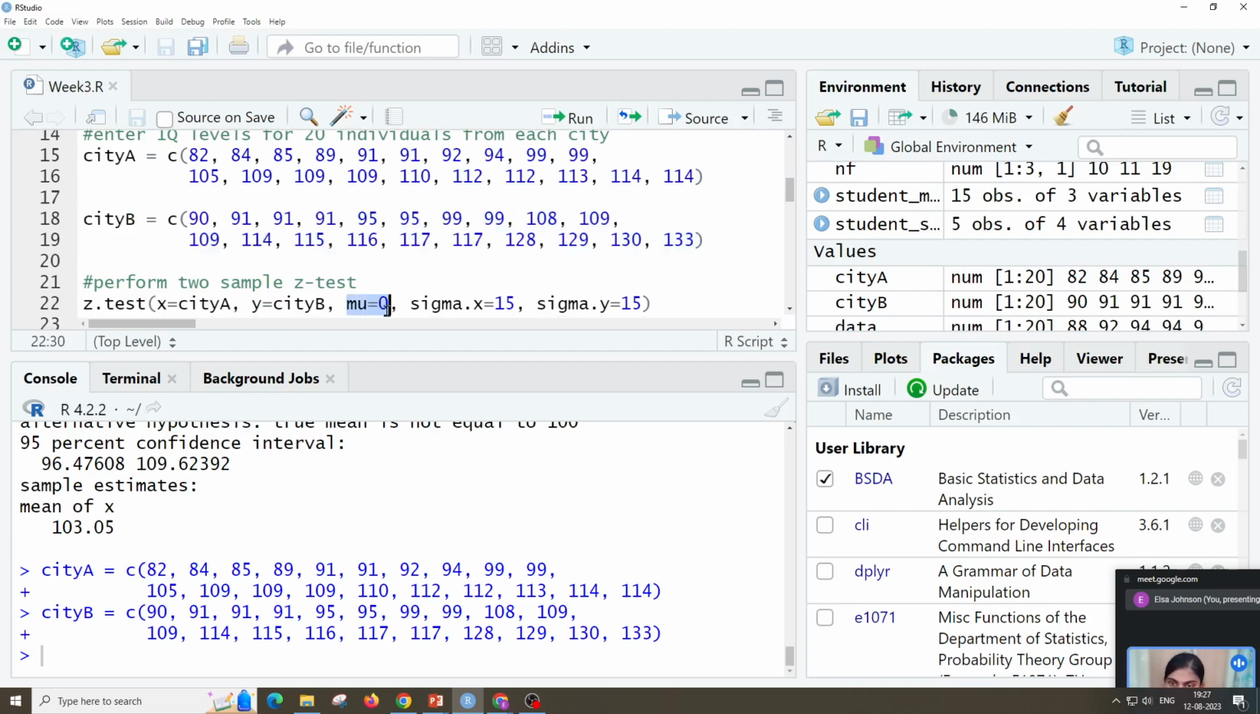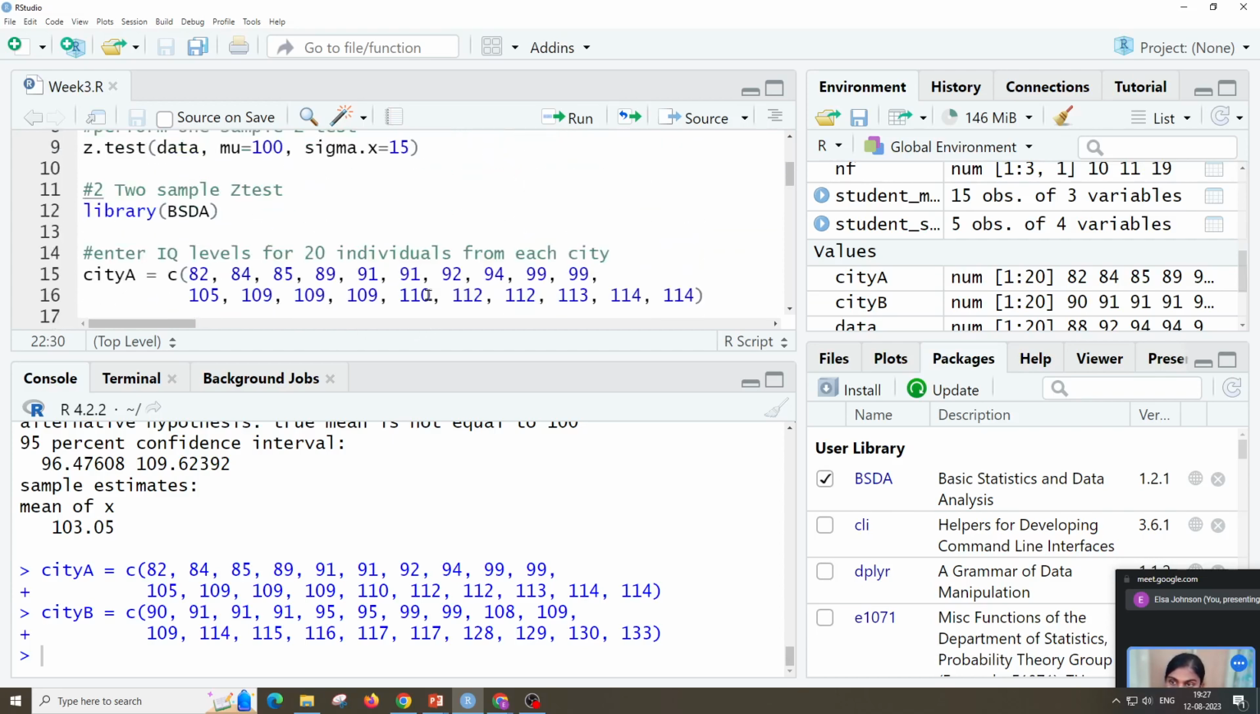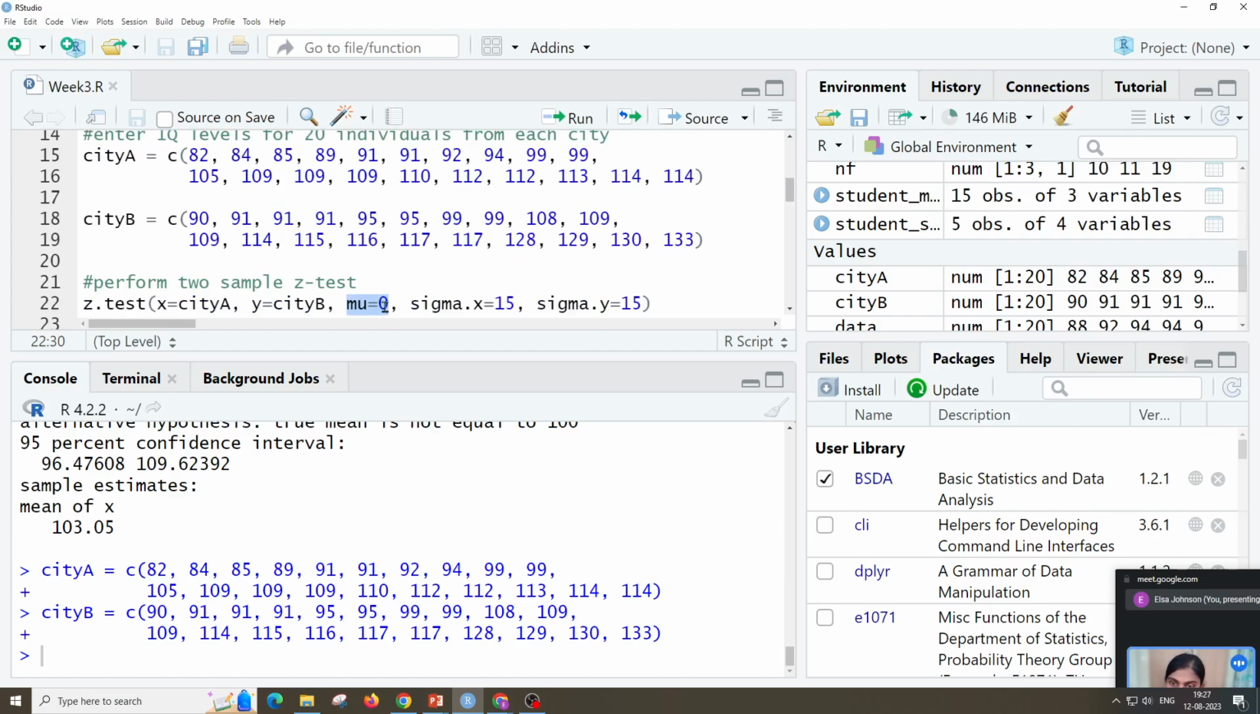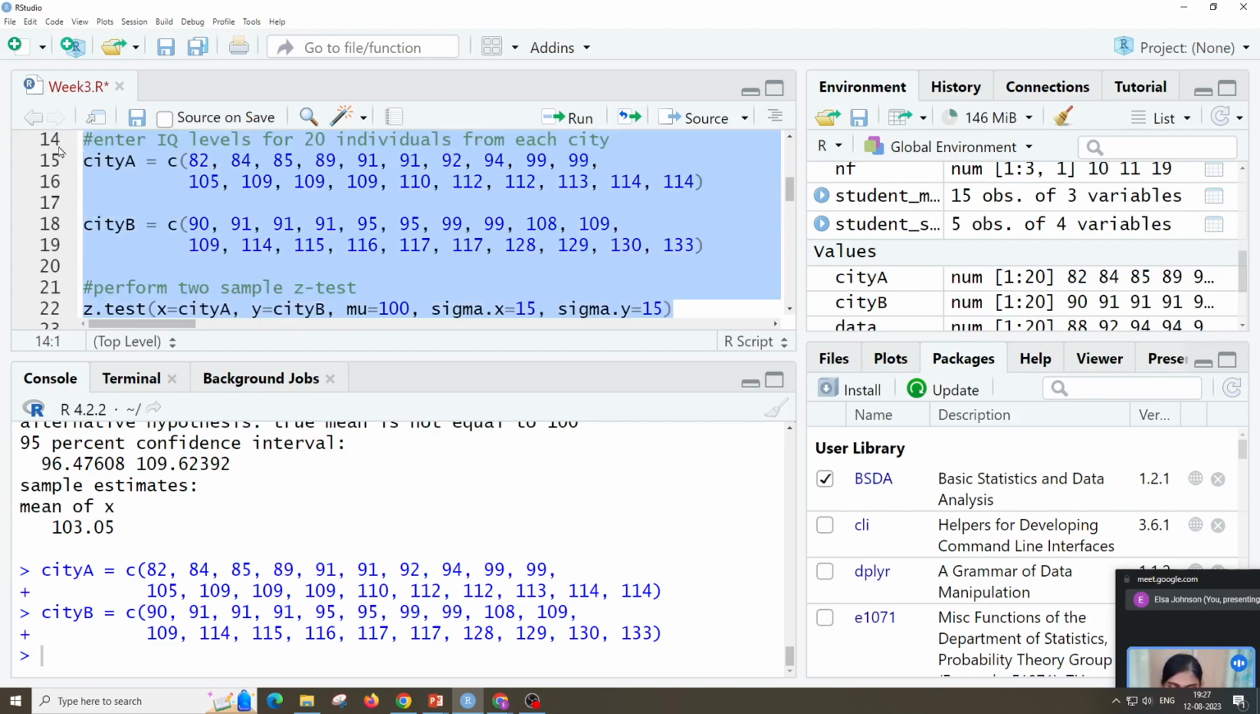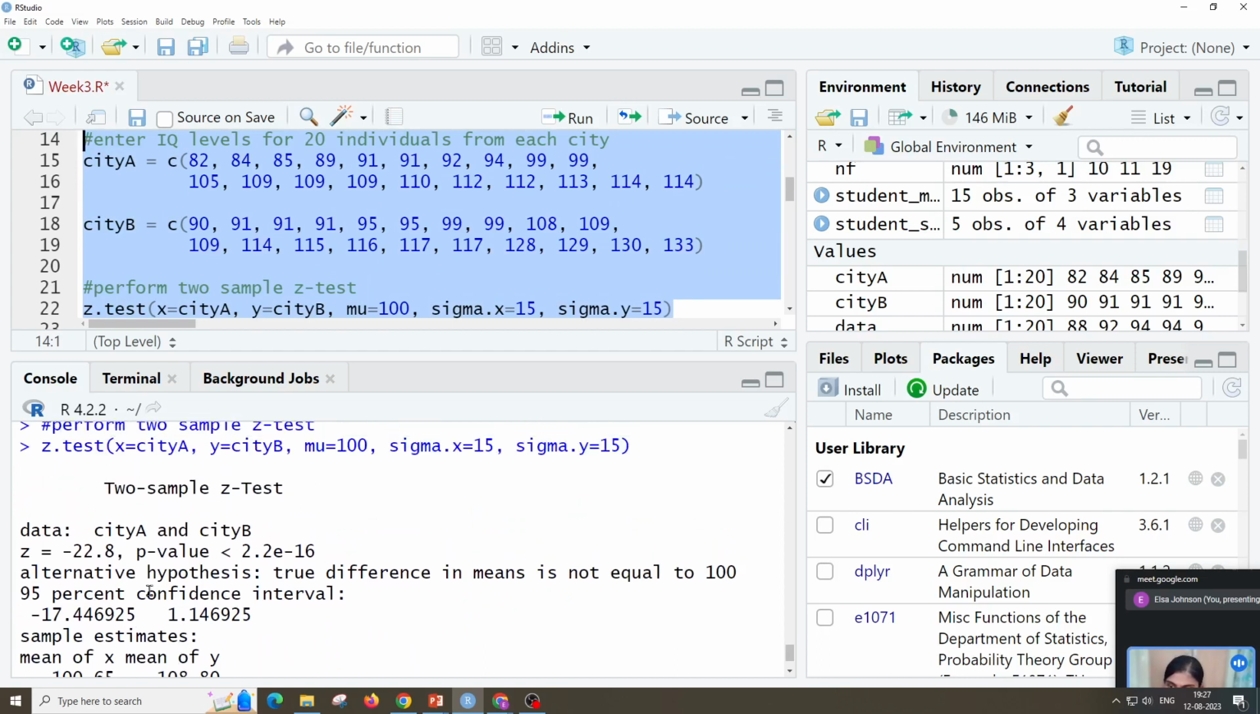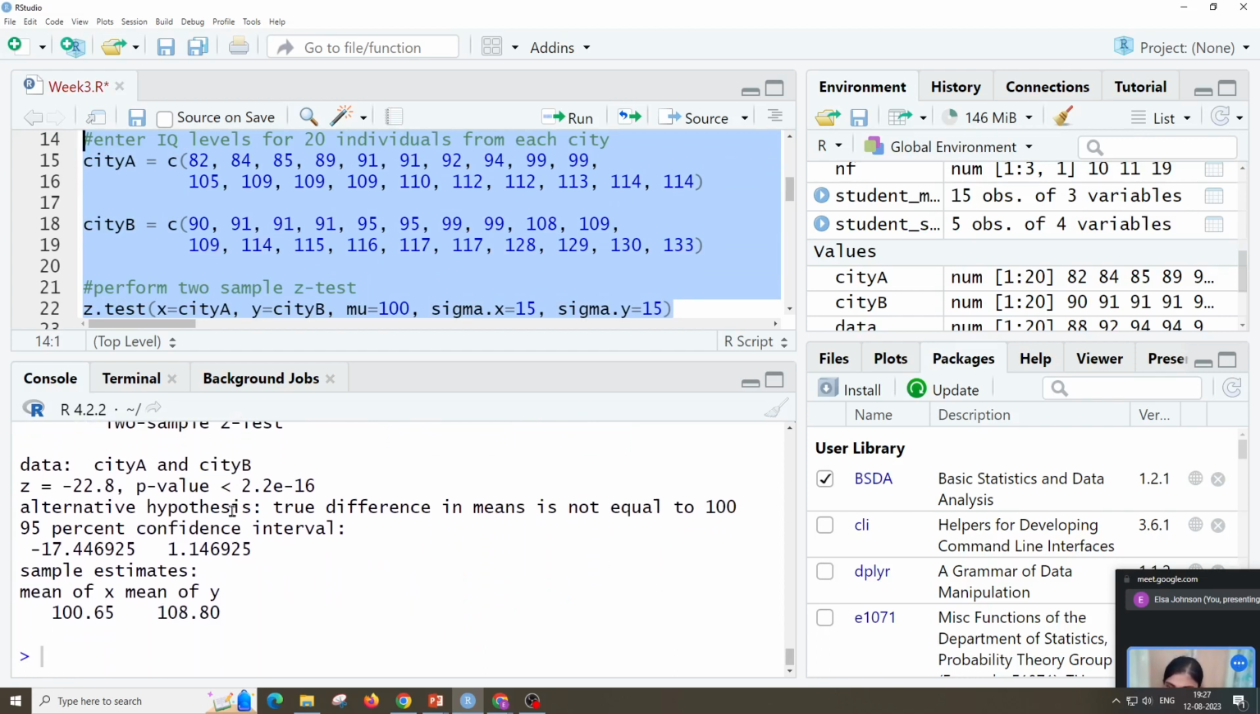Then the mean I am giving like mu, okay, it's not mentioned anyway. Mu I have to give as 100, and sigma x, the standard deviation, as 15. That means standard deviation in city 1 is 15 and city 2 is 15. So mu is like the population mean. Both cities are considered there. If I run the whole program, here I will get a result of a 2 sample z test.